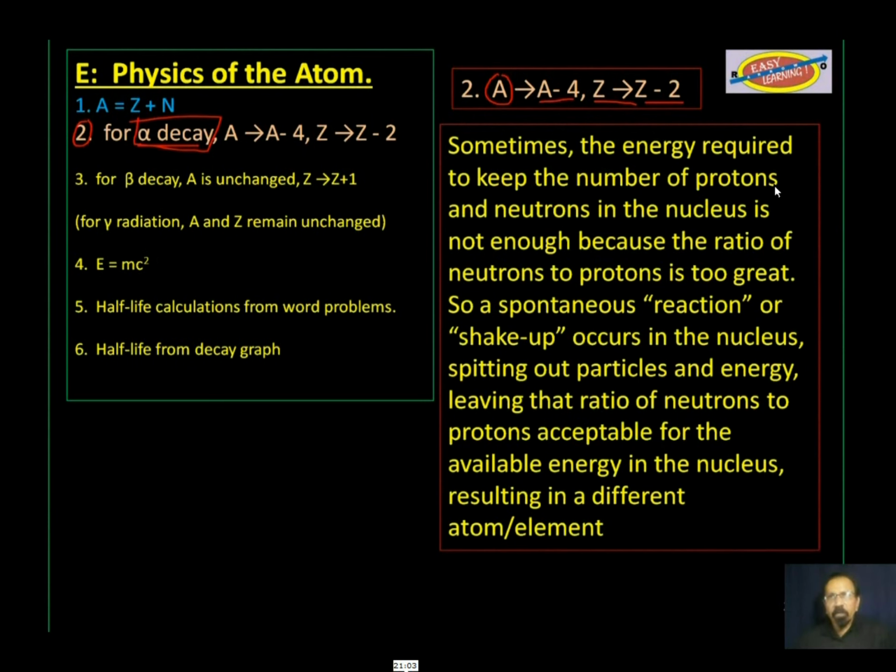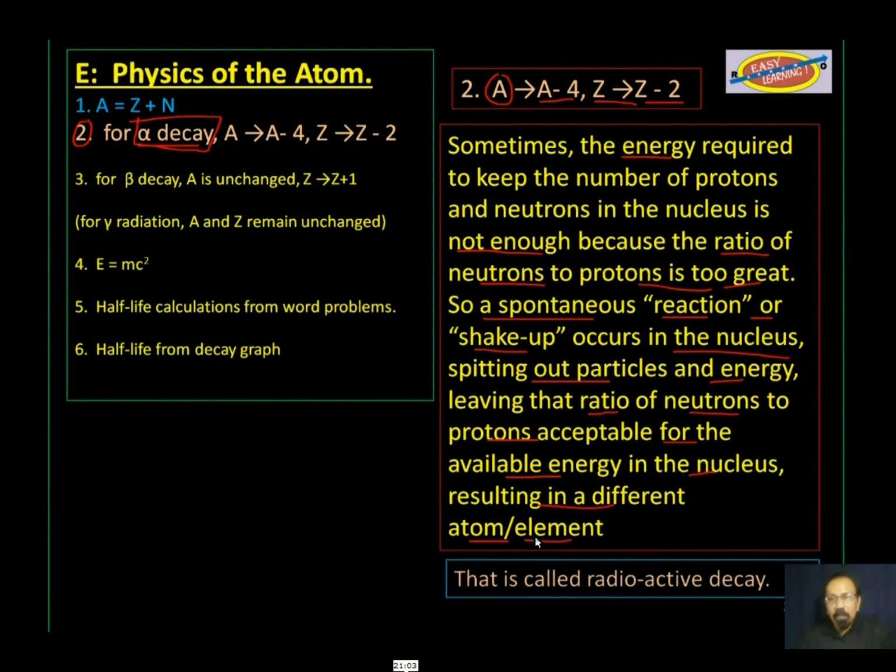Sometimes the energy required to keep the number of protons and neutrons in the nucleus is not enough. The energy is not sufficient because the ratio of the neutrons to the protons is too great. So a spontaneous reaction or shakeup occurs in the nucleus, spitting out particles and energy, leaving that ratio of neutrons to protons acceptable for the available energy in the nucleus, resulting in a different atom or element. And that action there is called radioactive decay.